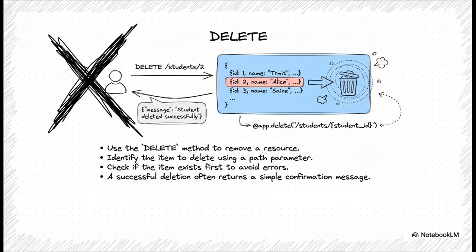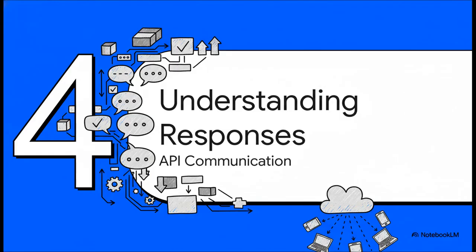Just like with reading and updating, we use a path parameter to tell the API exactly which item needs to go. When it's successful, you usually just send back a simple confirmation message, like, yep, student deleted. So we've built an API that can create, read, update, and delete. That's awesome. But a truly great API doesn't just do things. It also communicates clearly about what it did, especially when things go wrong. So let's teach our API how to talk.